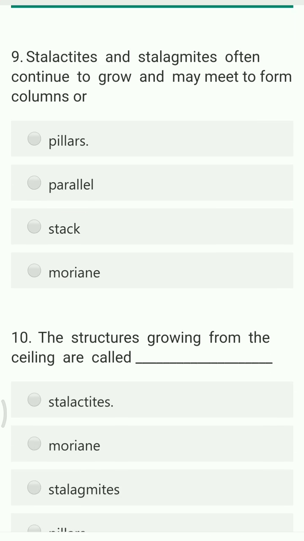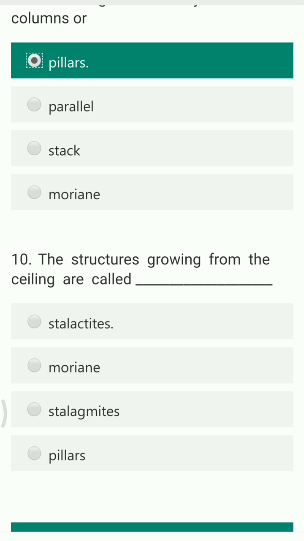Next question. Stalactites and stalagmites often continue to grow and may meet to form a column or pillar. Because of large amount of calcium carbonate deposition, the stalactites are created at the ceiling, and stalagmites are created at the base. So at a certain moment, both of them meet each other and they form a pillar.